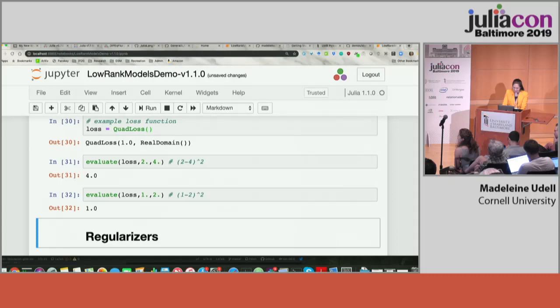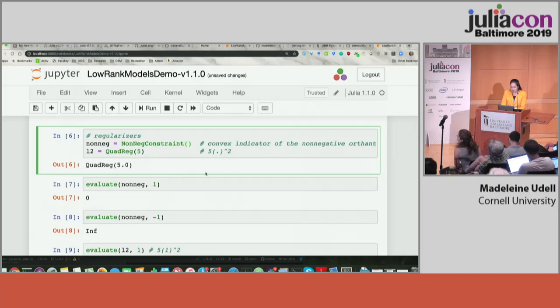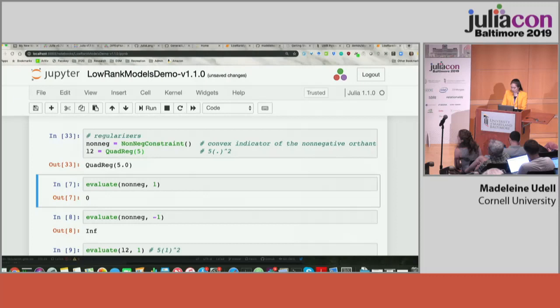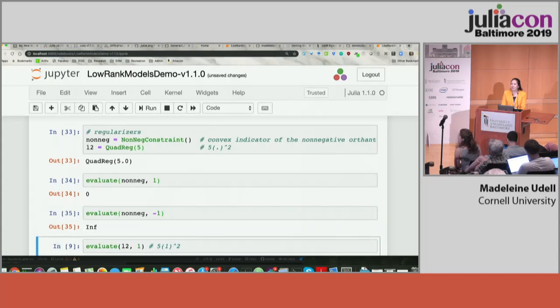So in the same way, you can also compute gradients. So these are the things that you have to implement for a new loss function if you want to add one: evaluation methods and gradients. Okay, regularizers. So here are some examples. You could make a non-negative constraint, or you could make quadratic regularization scaled by a value 5, by putting the 5 here in parens. So I'm going to generate these regularizers. If I evaluate the non-negative constraint at 1, well, 1 is non-negative, so I'm going to get 0. If I evaluate the non-negative constraint at negative 1, well, negative 1 is negative, and I'm going to penalize that infinitely, okay? So I get infinity, okay?